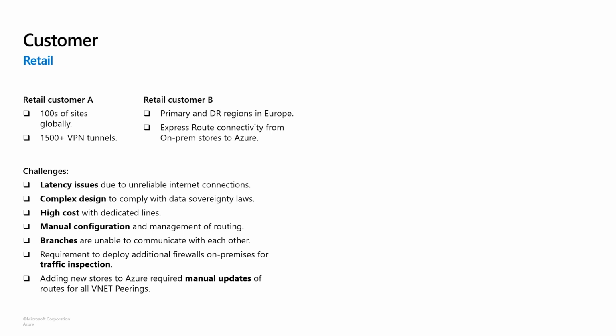We have a retail customer A with hundreds of sites with about 1500 plus VPN tunnels coming into the Azure VPN gateway. The second customer here had a topology of a primary and a DR region in Europe, and they were primarily using ExpressRoute connectivity coming into Azure. The challenges seemed similar. They had latency issues, they had high costs with dedicated lines, they had a complex design, they required a lot of manual configuration.